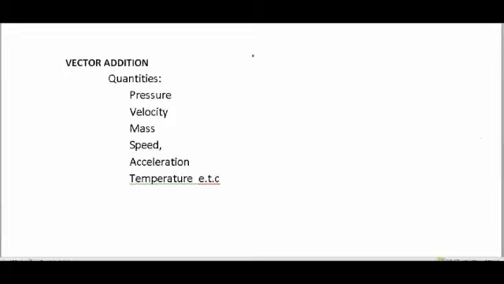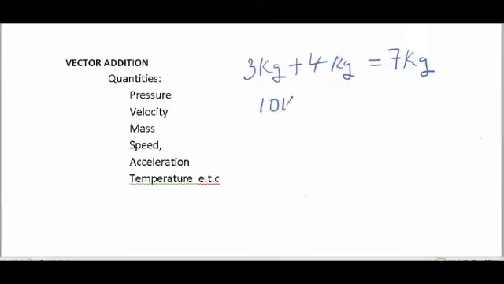That when you add, let's say, 3 kilograms plus 4 kilograms, the answer is going to be 7 kilograms. Okay, this is correct in arithmetic. 10 kilograms plus 15 kilograms is going to give us 25 kilograms.